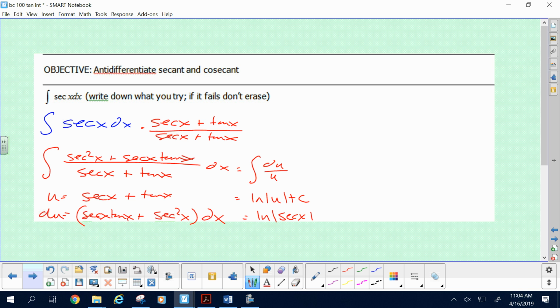I'm not big on memorization, but this is probably one you want to memorize, as opposed to the tangent one, which is u sub, and most people can come up with that on their own. This is not one you're likely to come up with under pressure in a test. You probably want this memorized, okay? Are you with me?